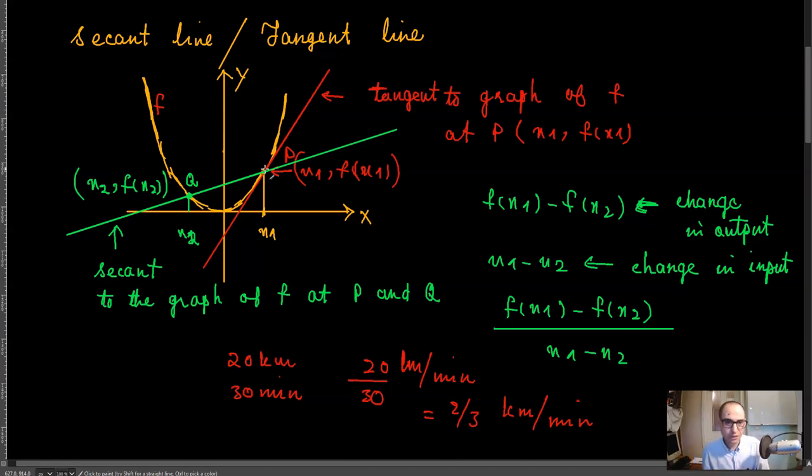Now, calculating the average velocity is simple, right? Because you have the graph of the function. This is position, this is time, and you know where you were exactly along the road at any point in time. At x equal to x2, you know that you were at this point along the road. At x equal to x1, you were at this point along the road. You take those values, enter them into this simple formula, and that gives you your average velocity.